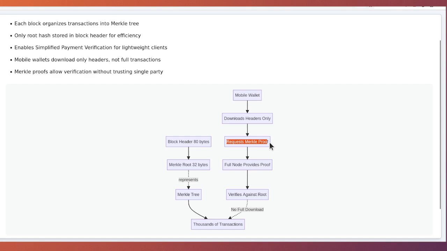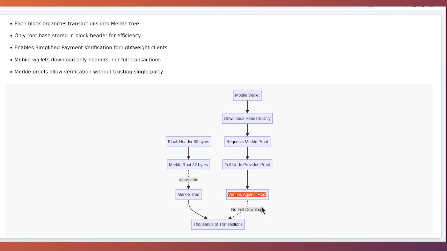The full node provides the transaction and the sibling hashes needed to verify it against the Merkle root in the header. This architecture enables simplified payment verification, or SPV, which is how Bitcoin mobile wallets work. An SPV wallet might download only 80-byte block headers instead of megabytes of transaction data per block, yet it can still cryptographically verify that transactions affecting its addresses are included in the blockchain.